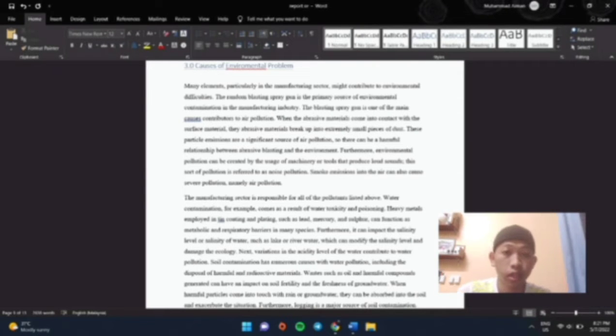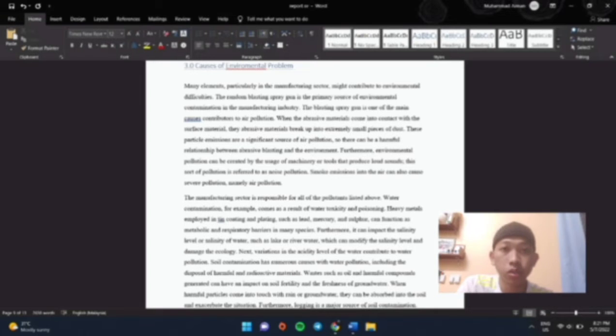In addition, environmental pollution can also be caused by the use of machines or tools capable of producing loud noise. This type of pollution is known as noise pollution. Widespread smoke emission into the air can also produce severe pollution, namely air pollution.